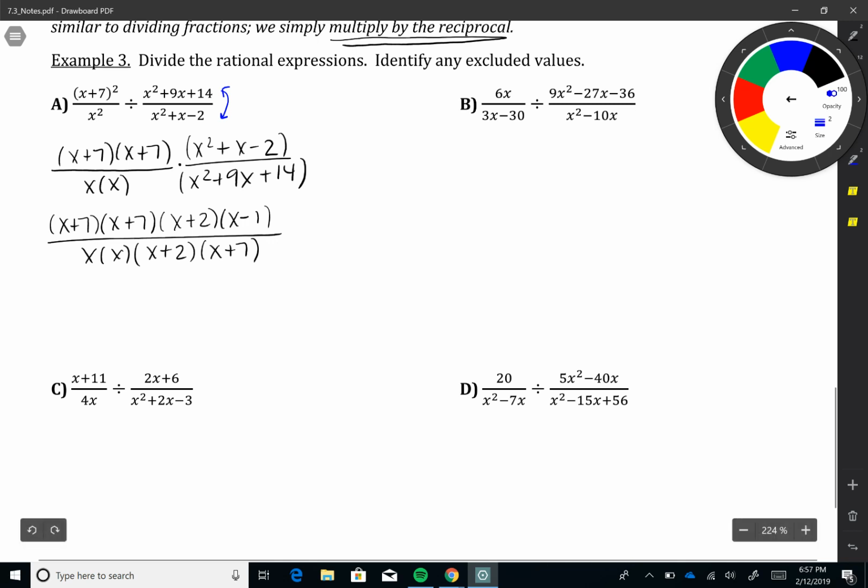Now, before we move on, let's talk about excluded values. If you remember, excluded values are the values that would make the denominator equal 0. So we look at all the factors. In this first fraction, both the factors are x. So we know x cannot equal 0.